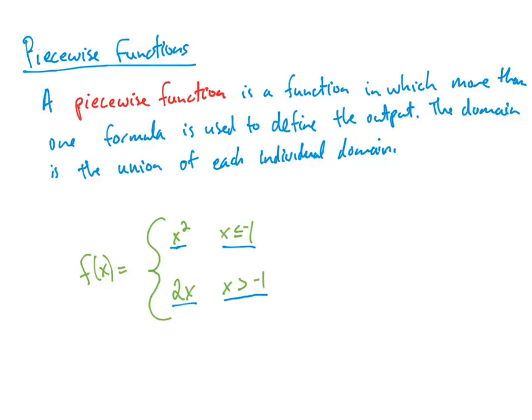So let's figure out what the graph of this looks like. Let's evaluate a few different points. F of, how about 0, f of -1, f of -2, and then let's find the domain.